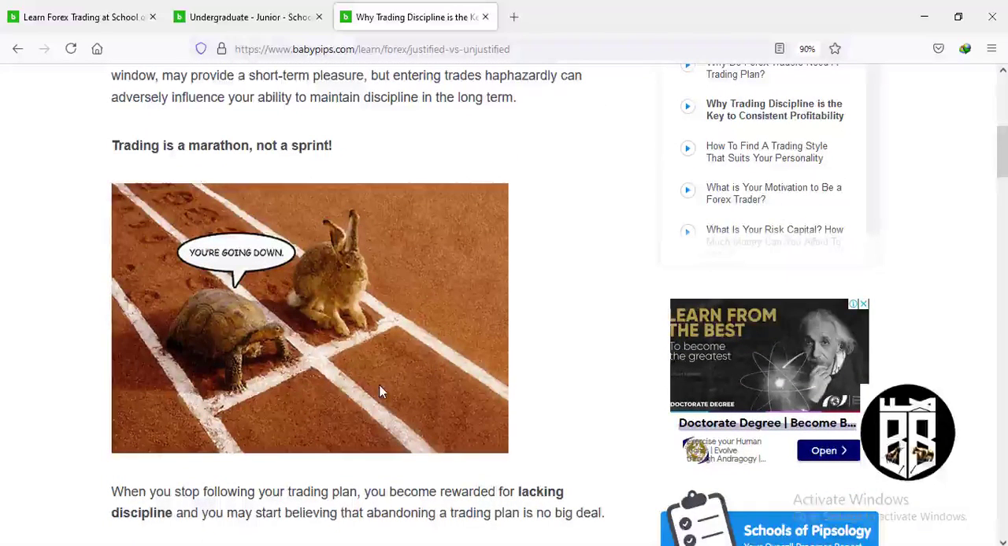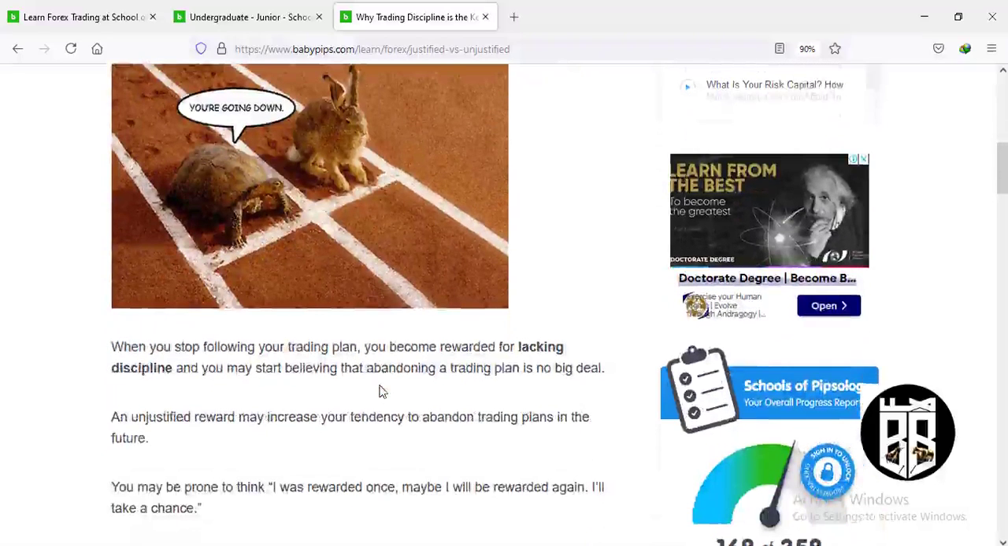So trading is a marathon, not a sprint. You see the turtle and the rabbit right there? The rabbit runs faster than the turtle. So when you go for a marathon, who do you think is going to win? The turtle or the rabbit?